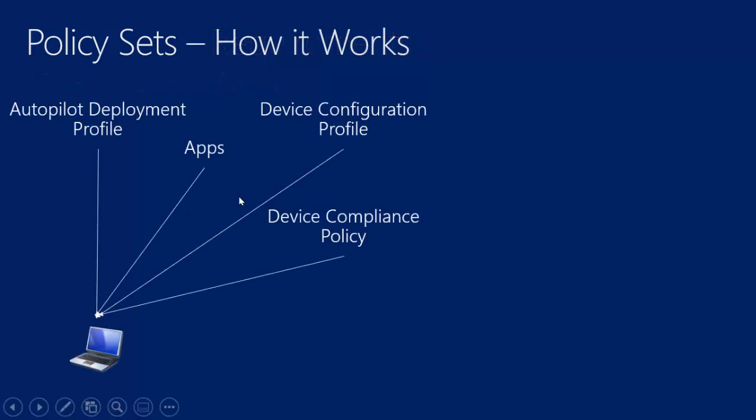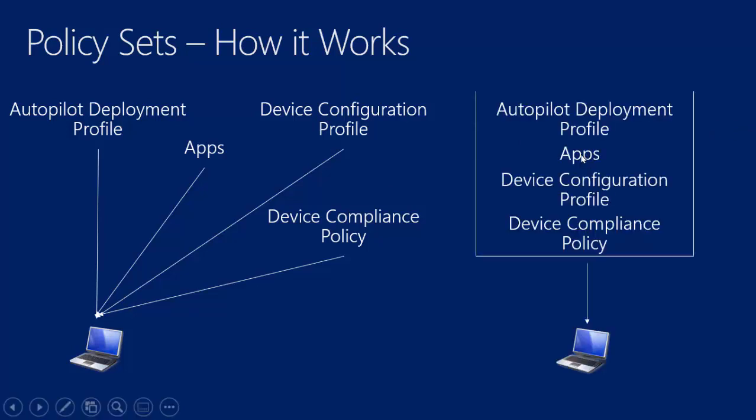Okay. So how does this really work? Before policy sets, we might have multiple objects, and we would have to do individual deployments. They would all get down to the device, no problem. But with policy sets, now we take these same objects, group them into a single container known as the policy set, deploy them one time, and they go down to the device. So again, it's really just a container, but it's a convenient way to manage these in your environment.